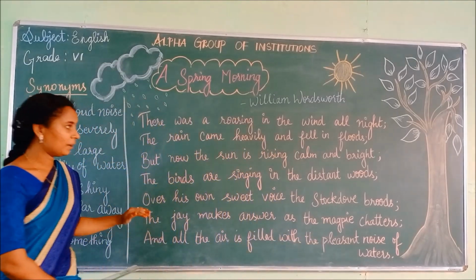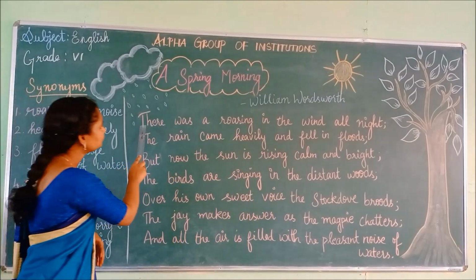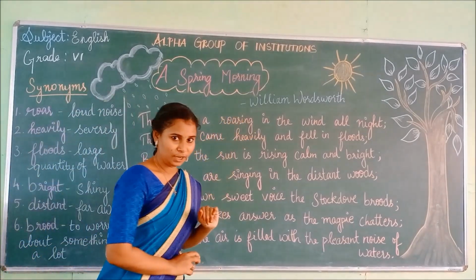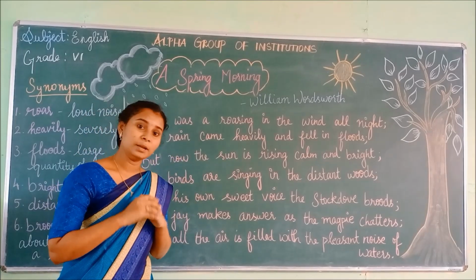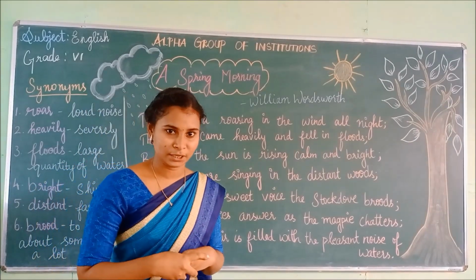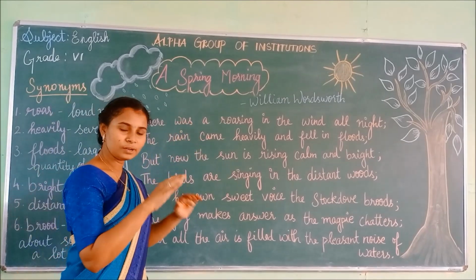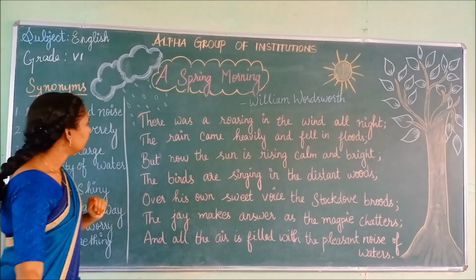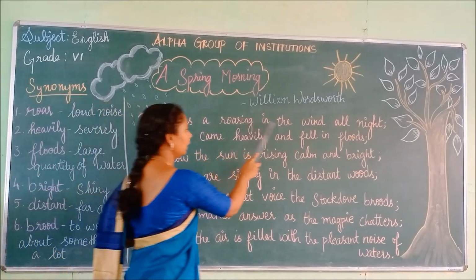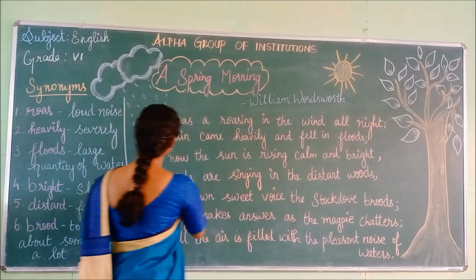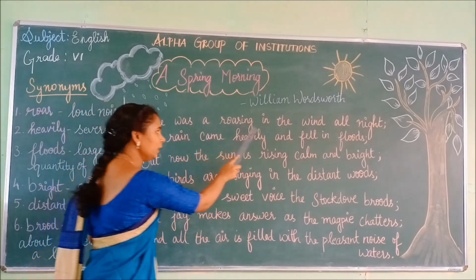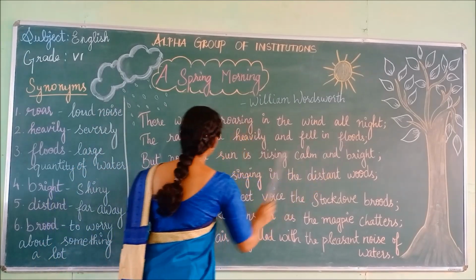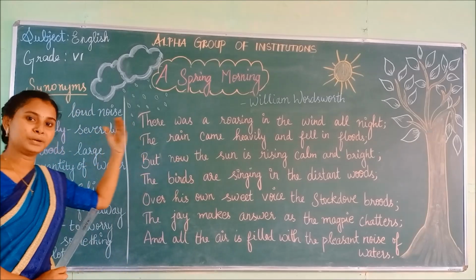So this is the poem. I shall explain it now. Okay? So here I have told you William Wordsworth is a lover of nature. So this poem is happening in the morning during a spring season. Okay? So this is just a depiction of a morning scene during the spring season. So if you take the first line, there was a roaring in the wind all night. The rain came heavily and fell in floods. These two lines are happening in the previous night.